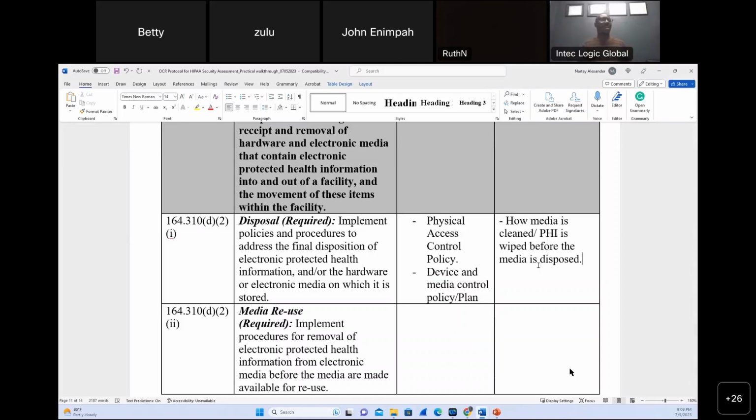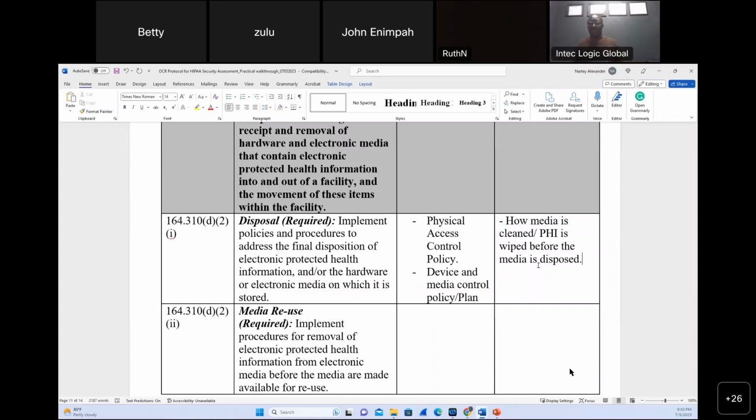When you talk about media, it can be a hard drive or it can be an external drive, right? It can be an external drive just like this. I'm sure some of you have some of these, right? So if you are within the health environment and you're using an external drive and you want to dispose of this, how do you clean it? Clear all PHI out of it before you dispose of it or reuse.